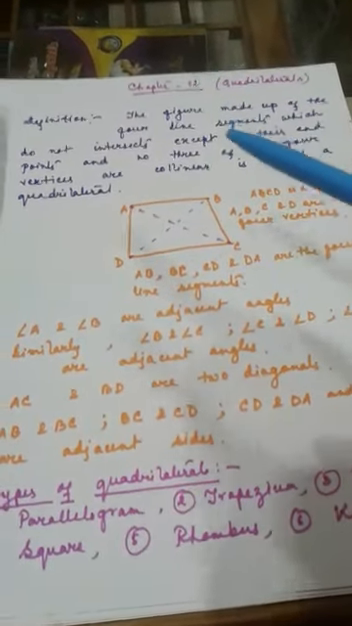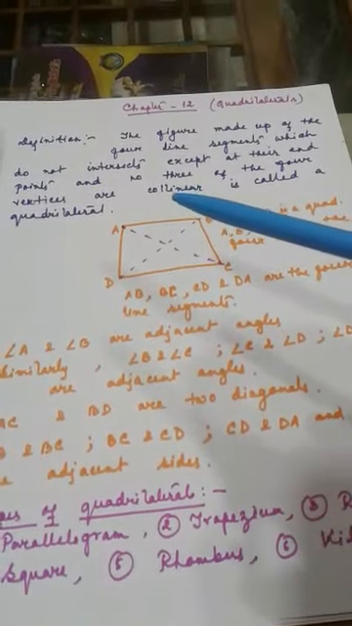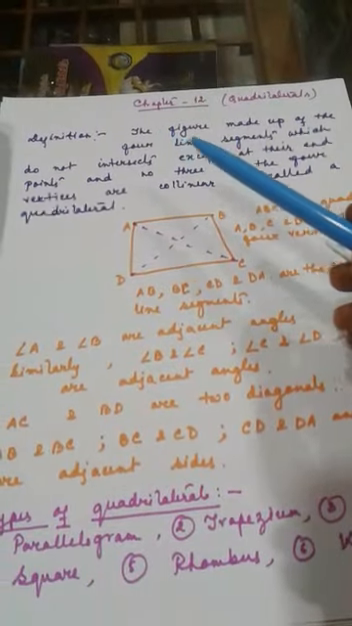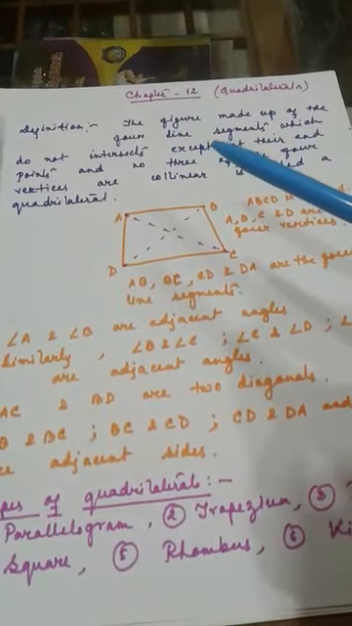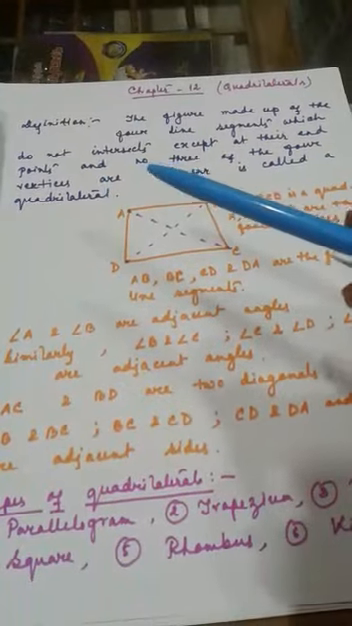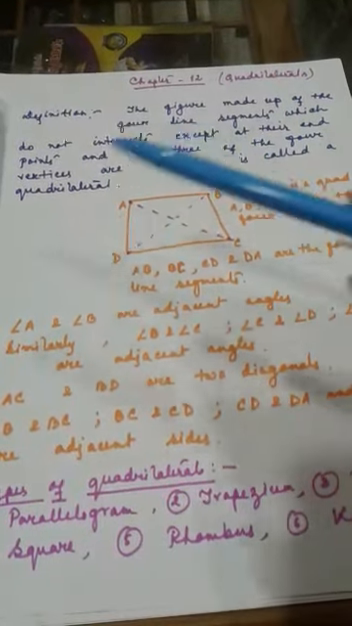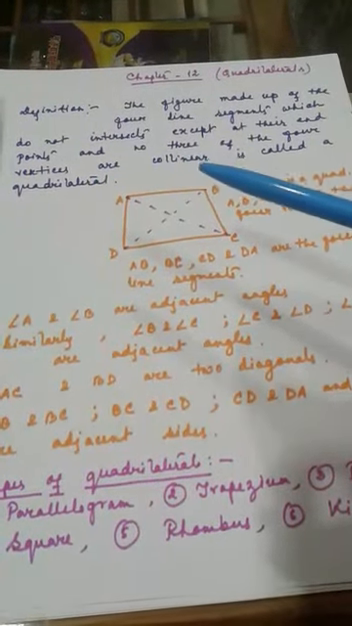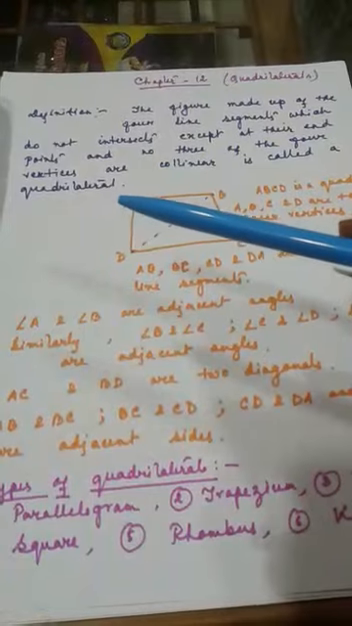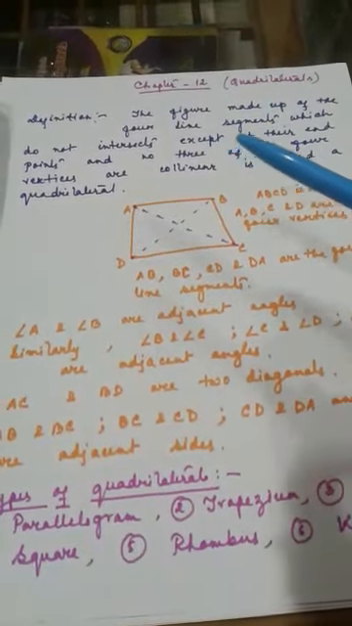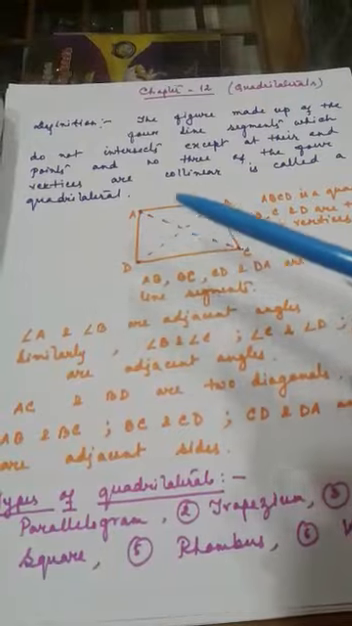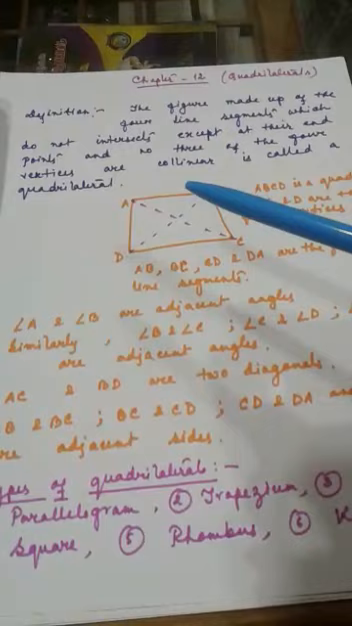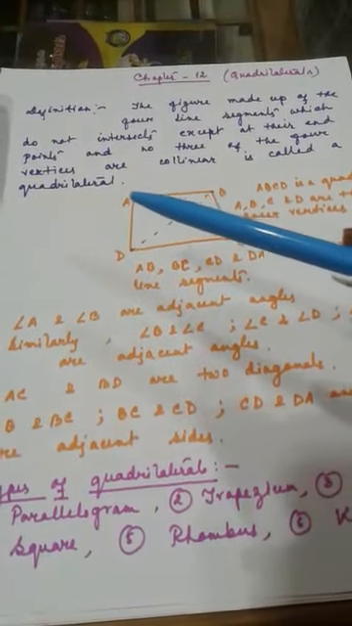Now, if you want to write down the definition of a quadrilateral, it is like this. The figure made up of the 4 line segments which do not intersect except at their end points, and no 3 of the 4 vertices are collinear, is called a quadrilateral. Now, what does it mean? The figure is made of 4 line segments which do not intersect except at their end points.